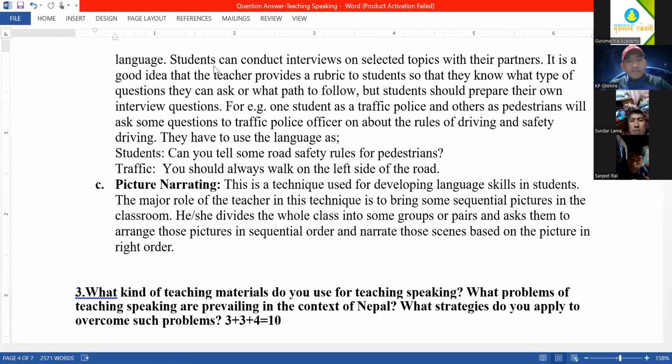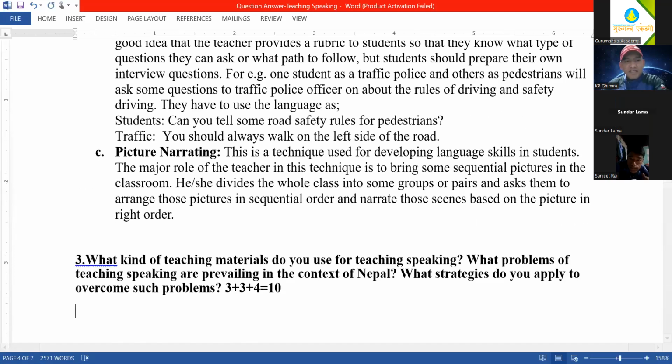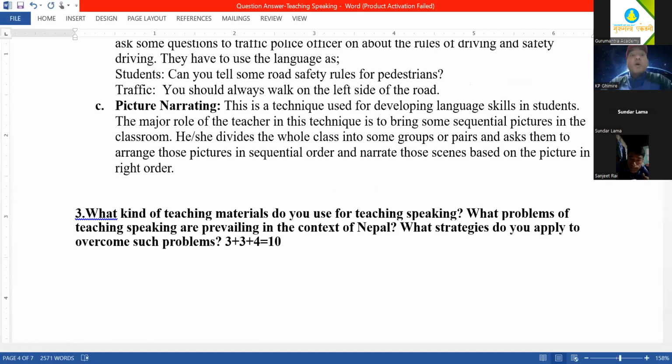See, can I use a map as a teaching material in describing a picture? Yeah, you can use a map, but for what purpose? So that students can at least be involved in interaction, discussion, speaking. It is up to you. So let's go. Can you think of some of the materials? So be very specific with the question. What kind of teaching materials do you use for teaching speaking? What can they be?